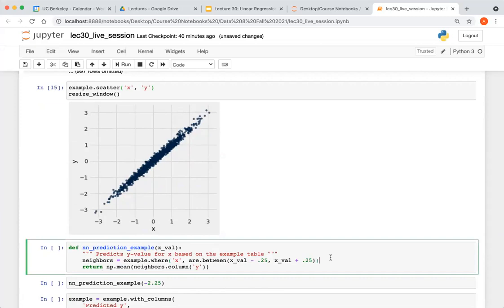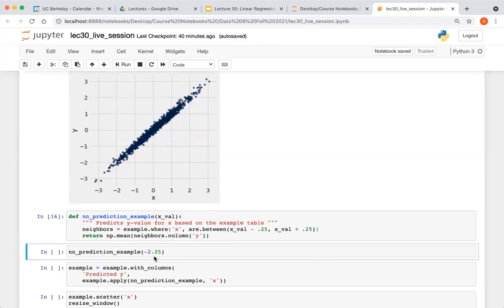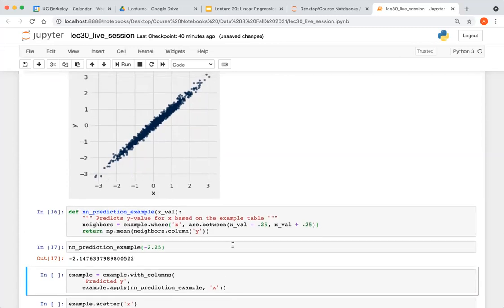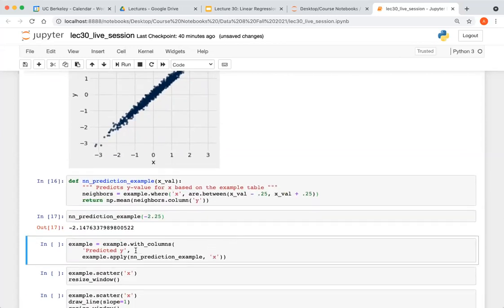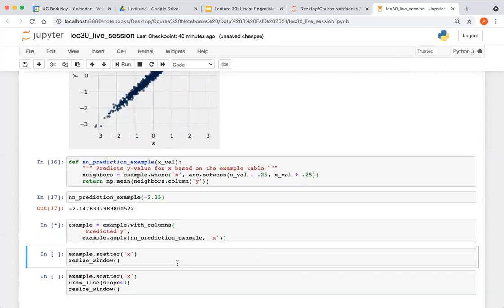We are calling this NN for nearest neighbor prediction example. So if we apply it to minus 2.25, which is coming out here, then our prediction is, okay, minus 2.14, not quite minus 2.25, but that's our prediction. So what we can do is do this for every value of X. We are going to do that by taking our table and applying this function to the X column. This is exactly what we have done for the heights example. We're just doing this in this fabricated data set. And so that chugs for a while.